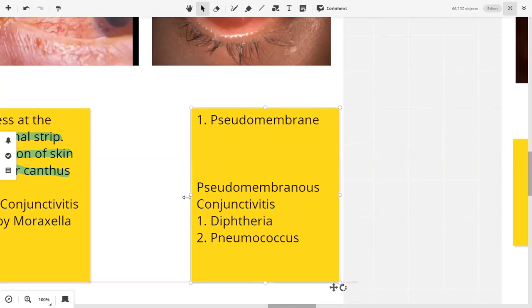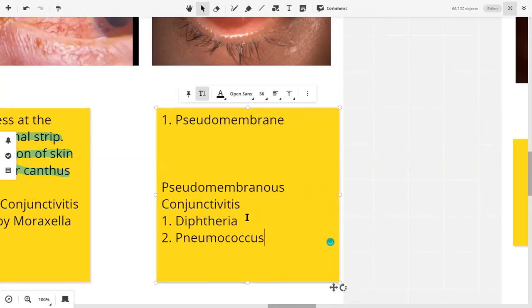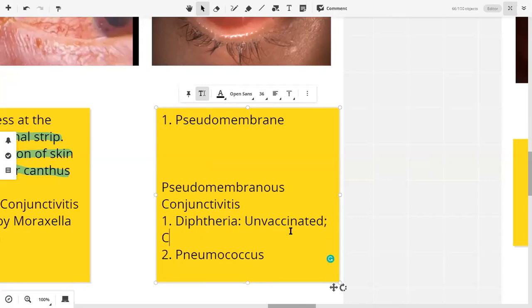So what do you think will be the context clue in the case scenario or in the clinical history of a patient who presents to you with diphtheria pseudomembranous conjunctivitis? What do you think will be the important clue over here? Unvaccinated. That is correct. Unvaccinated. Okay? That is the first important clue, that the patient will be unvaccinated. Now, at what age is diphtheria more common? In children, it is more common, right? So there's a demographic clue that the patient will be a child.